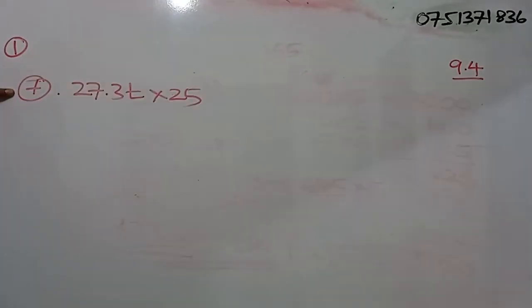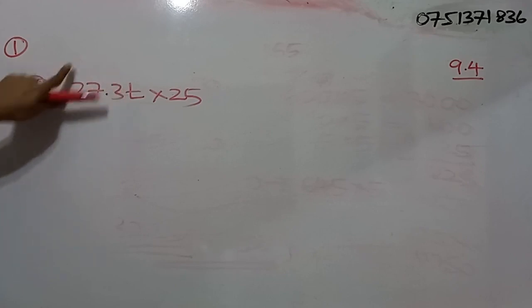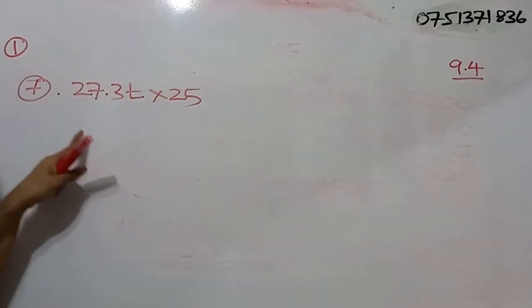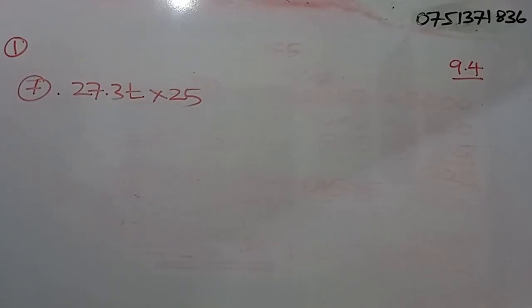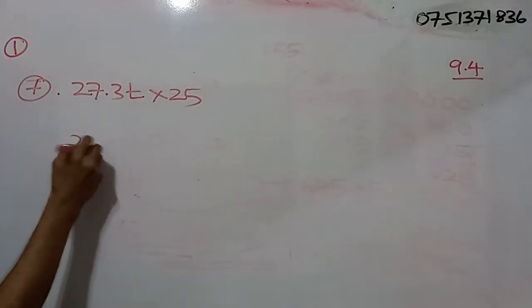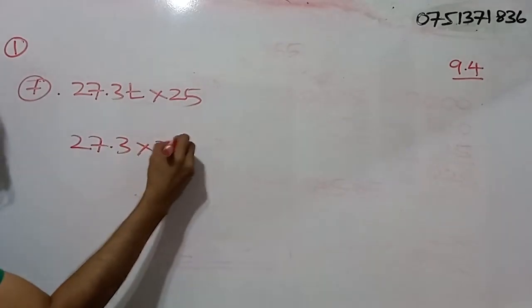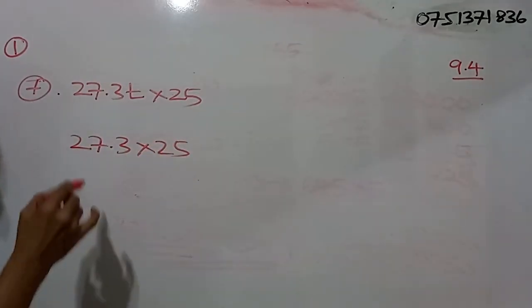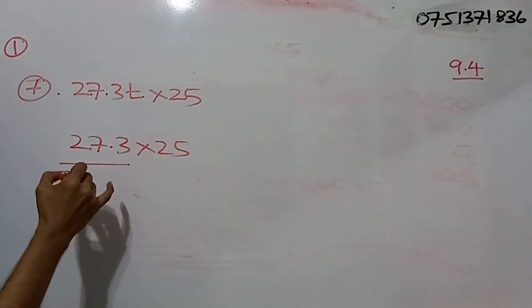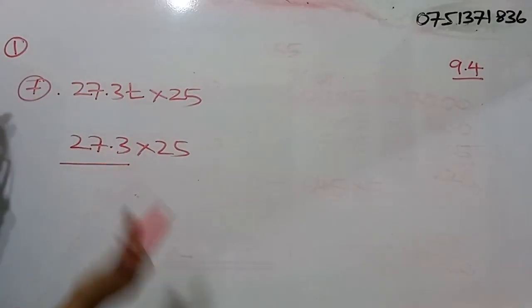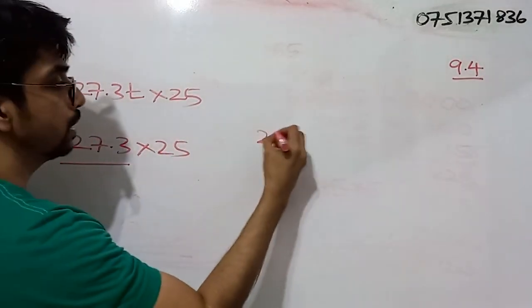Okay, part 7. So what do we have? 27.3 tons, we have to multiply that by 25. We imagine that even though this measurement is in tons, we multiply this as a decimal number, 27.3, right? So how do we multiply this 27.3 into 25? Now you have to remember, whenever we are multiplying decimals, what do we do? If this number doesn't have any decimal places, this becomes 273.